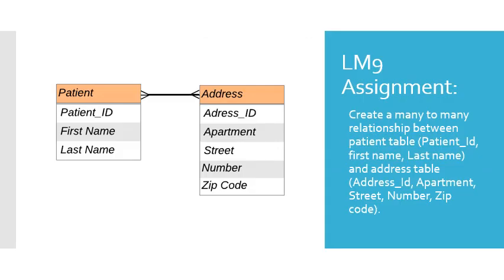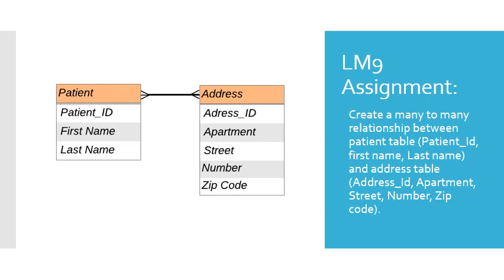So now that we understand a little bit more about ER diagrams, I want to go a little bit more into the Learning Module 9 assignment. For this assignment, we had to create a many-to-many relationship between a patient table and an address table. As you can see, the lines connecting the two entities depict a many-to-many relationship, where the patient can have different addresses, whether current or previous addresses on file, and an address can have many patients located at that address.